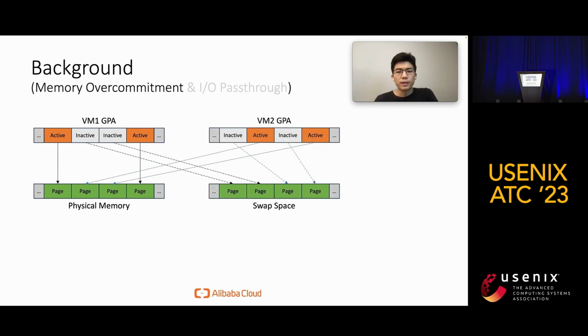This leads to inefficient memory resource utilization. Memory overcommitment helps to mitigate this problem. This figure shows how swapping-based memory overcommitment works. It reclaims inactive memory from a VM, stores the memory content to the swap space, which is usually on the disk, and reallocates memory to other VMs on demand.